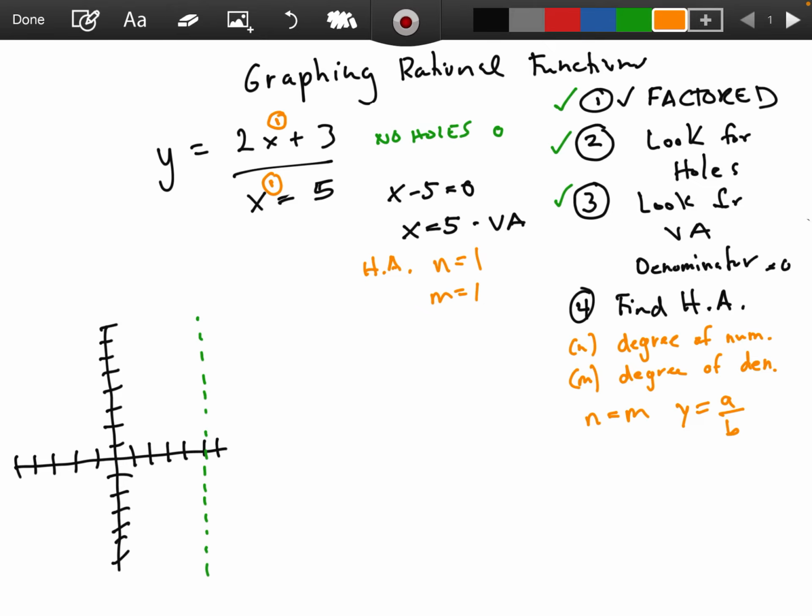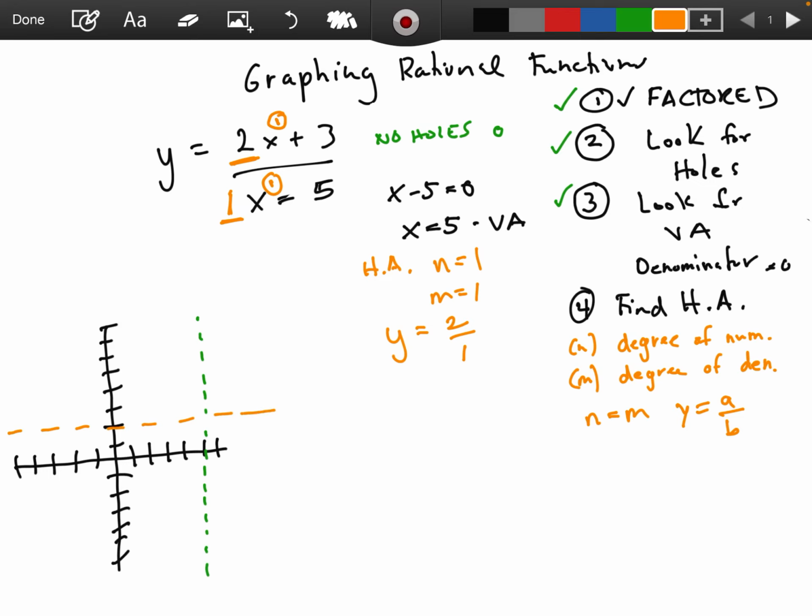So we say that the horizontal asymptote, that's the y equals part, equals in this case, we look at the coefficient, equals 2. The coefficient here, even though we don't see it, is 1. So our horizontal asymptote is going to be here at y equals 2.